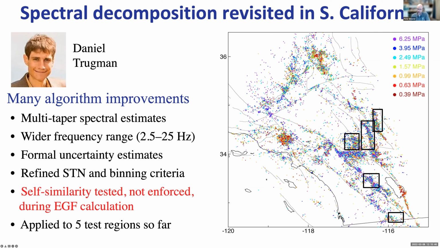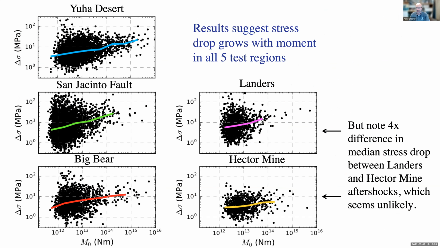So perhaps then if there were variations in Q or attenuation, that would be taken into account. Anyway, for these 5 regions, he then found that when you allowed stress drop to scale with moment, or the size of an earthquake, that in fact, although there's a lot of scatter, if you plot the median, it would grow in all of these regions. So that was an interesting result.